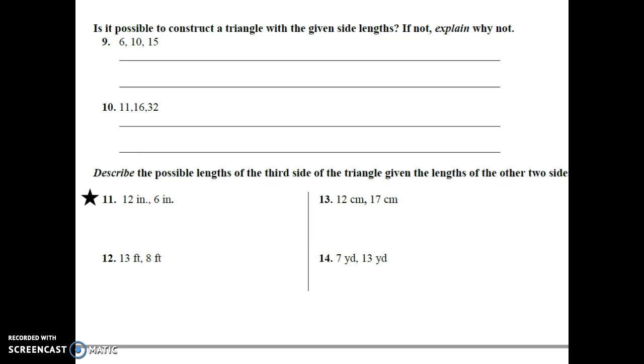And so what we need to do here is figure out what the third side could be, and there really are infinite number of choices, but it falls in a certain range. To find that range, you simply need to take the 2 numbers and add them together, and the 2 numbers and subtract them, and those 2 answers will give you the range that the third side must be. This question mark right here has to be somewhere between 6 inches and 18 inches.